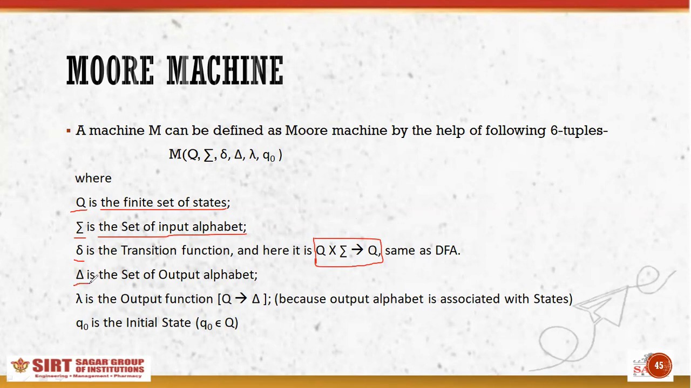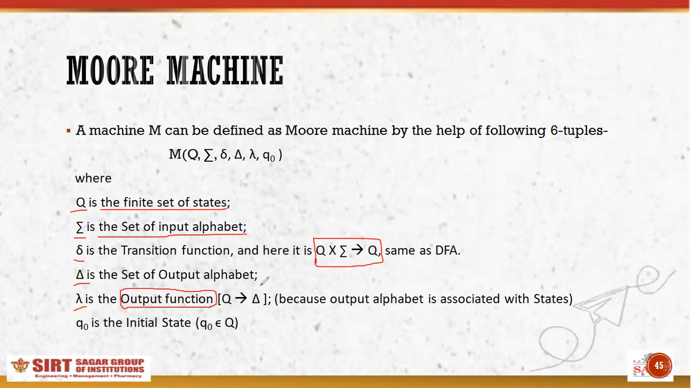Next tuple is delta. We will term this triangle symbol as delta here, and it symbolizes the set of output alphabet. Whatever output string you are getting, the alphabet used in that output string will constitute this set, and that will be called delta, the set of output alphabet. Next tuple, which is new to you, is lambda. This lambda is called the output function. This is the important part of this machine. This is the different thing which you have come across, which is different from previous machines.